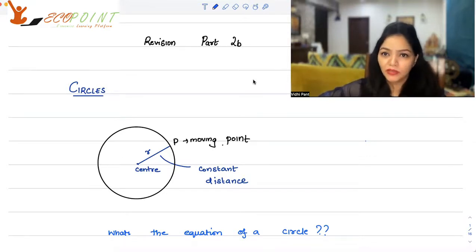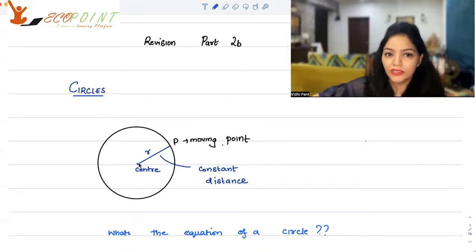So coming back to circles, a circle, as I said yesterday, is the locus of a point which moves in a plane so that its distance from a fixed point in the plane is always the same. This distance is your radius, and it always remains the same. P is a moving point and the constant distance is your radius, from the center we are looking at. So what's the equation of a circle?